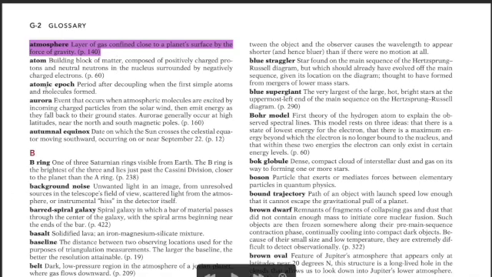Next is atom. Atoms are the building blocks composed of positively charged protons and neutral neutrons in the nucleus, surrounded by negatively charged electrons. So a physicist is an atom's way of trying to understand itself. Wow, what a thought. Atoms are the building blocks of matter.